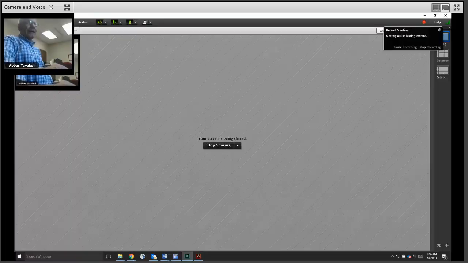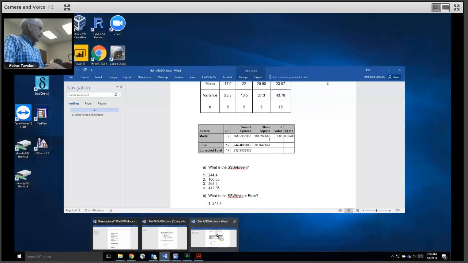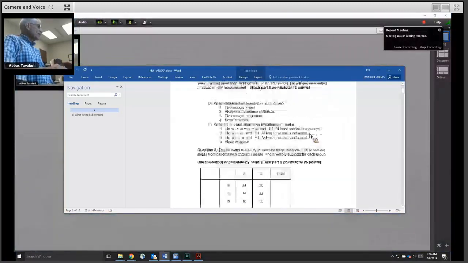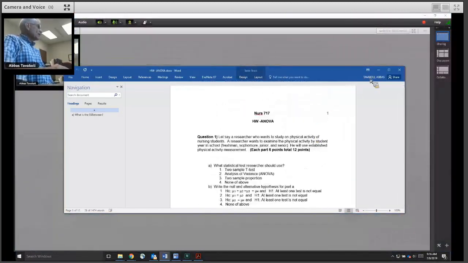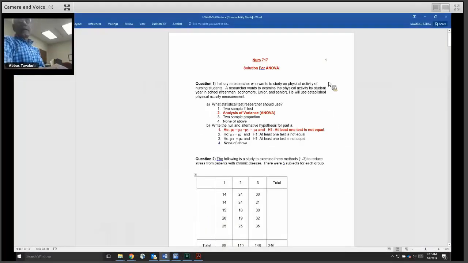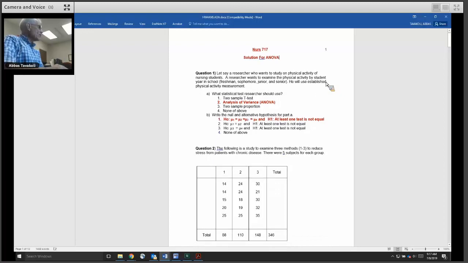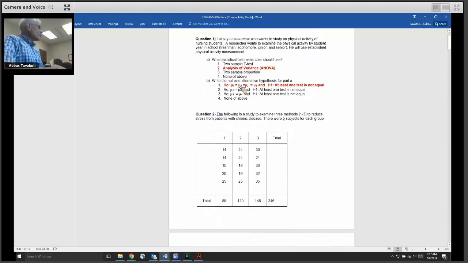Hello, let me go over the solution for the ANOVA homework. This homework had several problems, and you were trying to look at the calculation and the output I provided to answer the questions. Let's go over the first question.